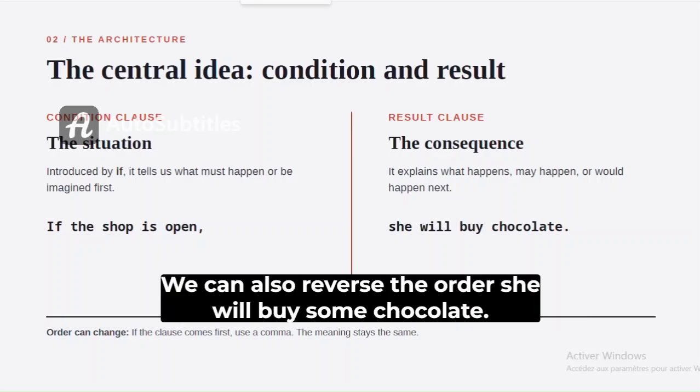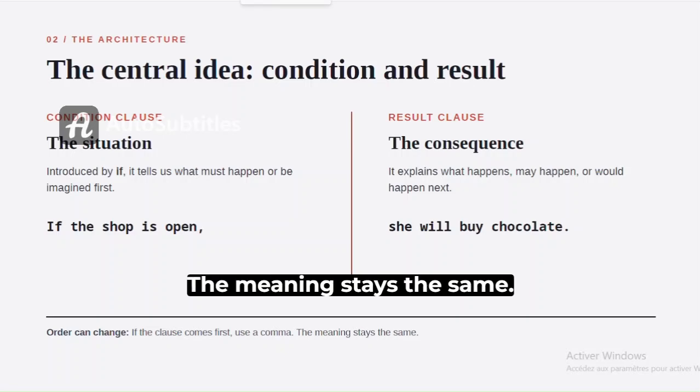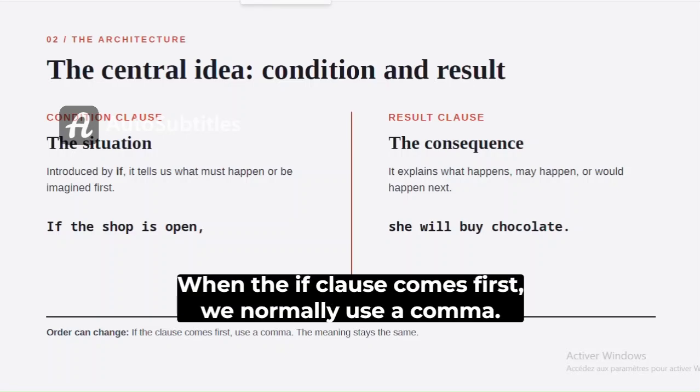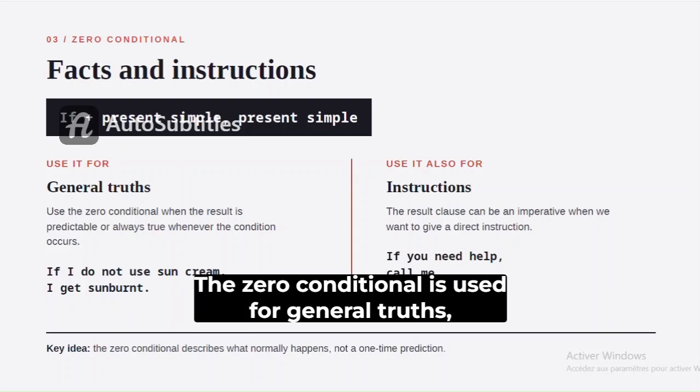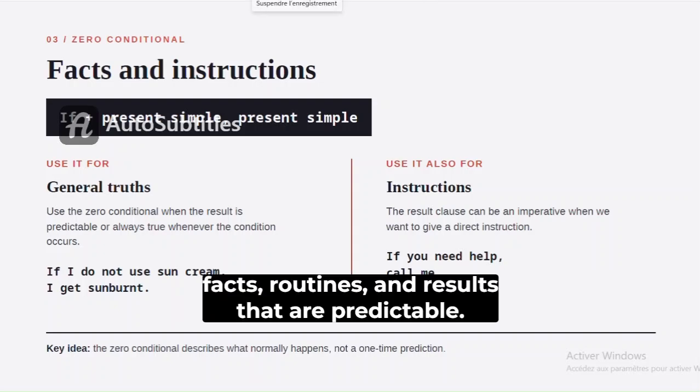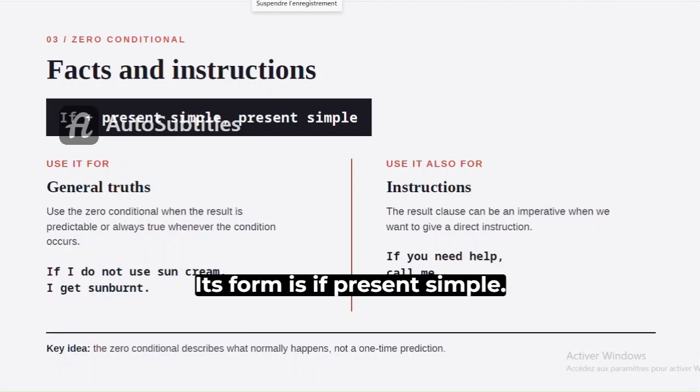We can also reverse the order. She will buy some chocolate if the shop is open. The meaning stays the same. When the if clause comes first, we normally use a comma. The zero conditional is used for general truths, facts, routines, and results that are predictable. Its form is if plus present simple, present simple.